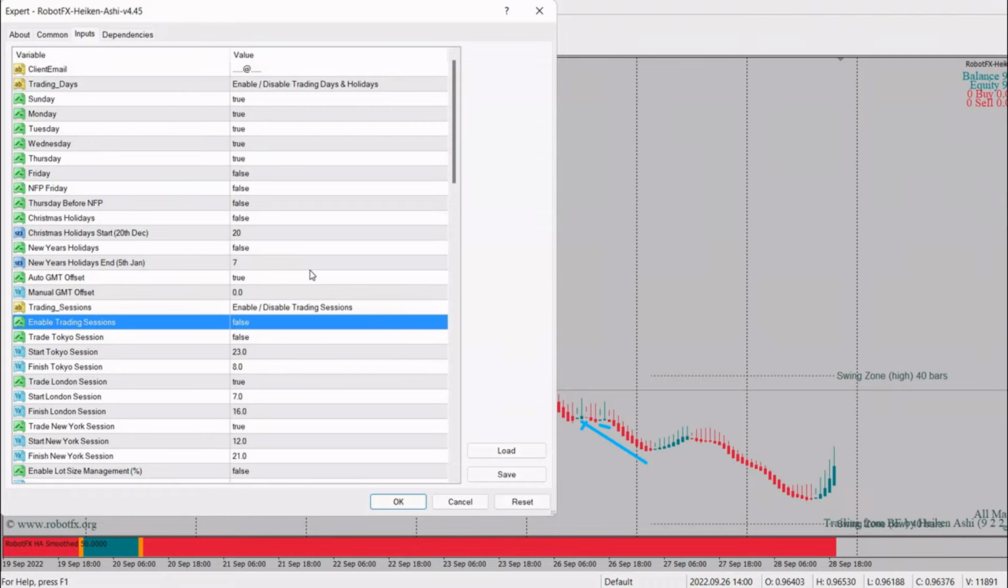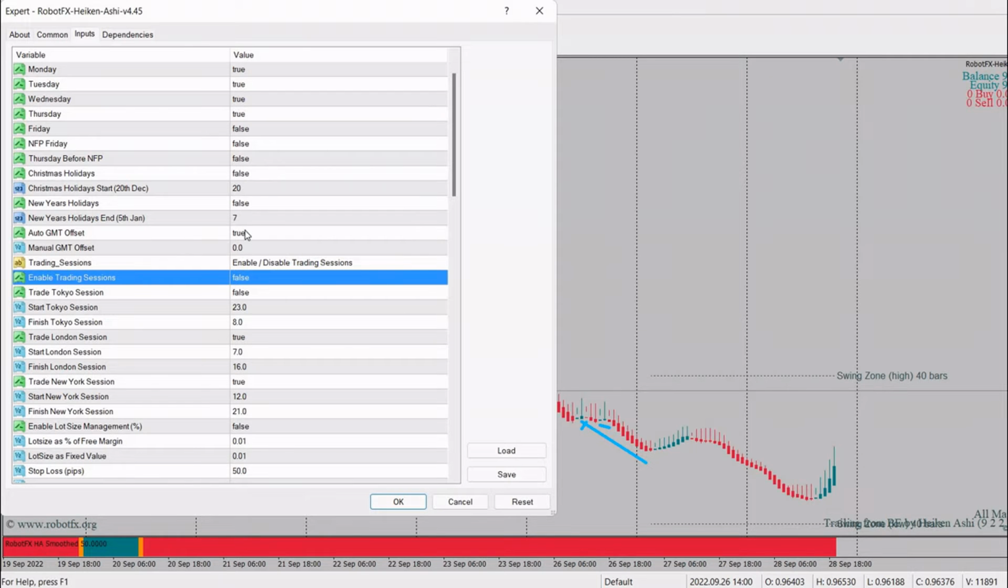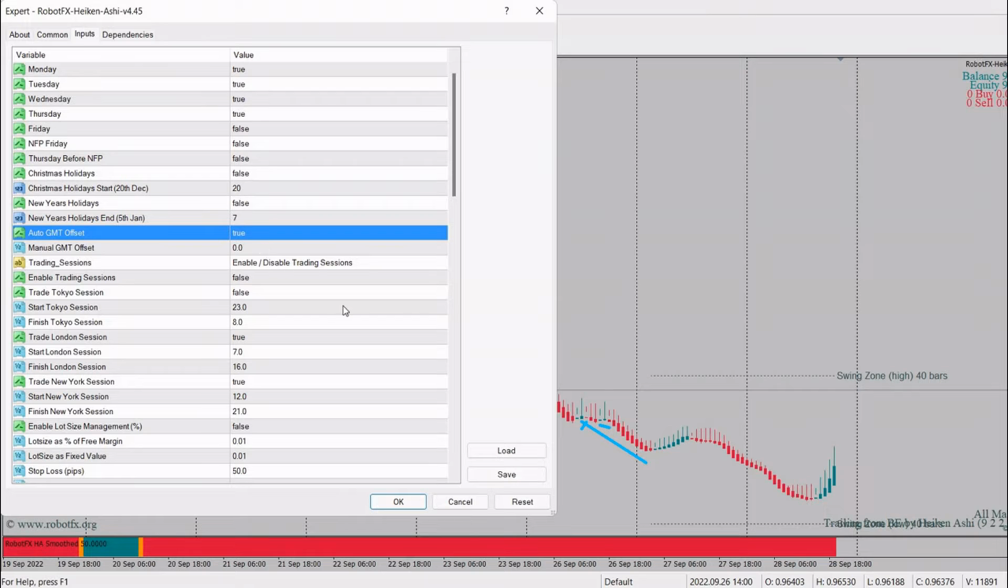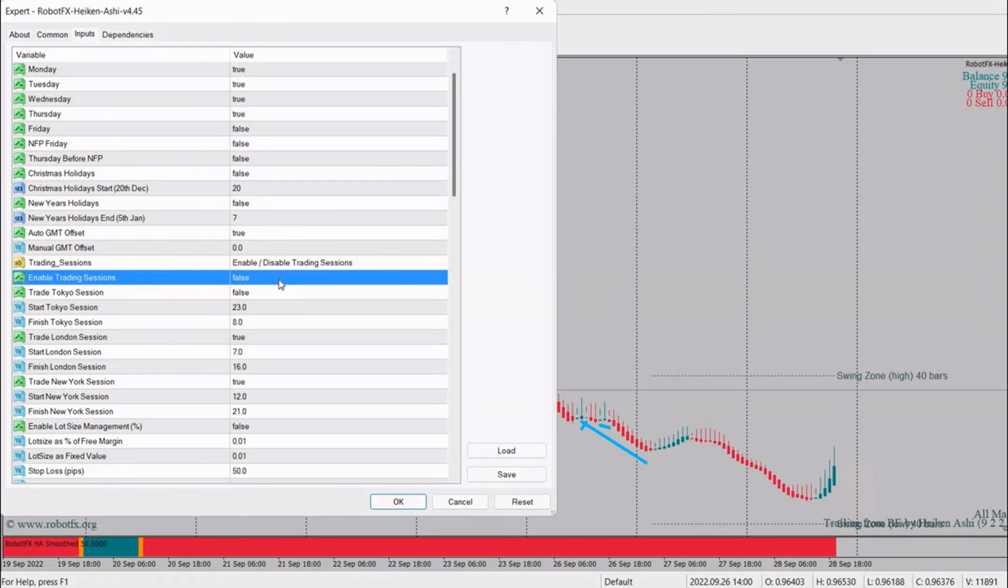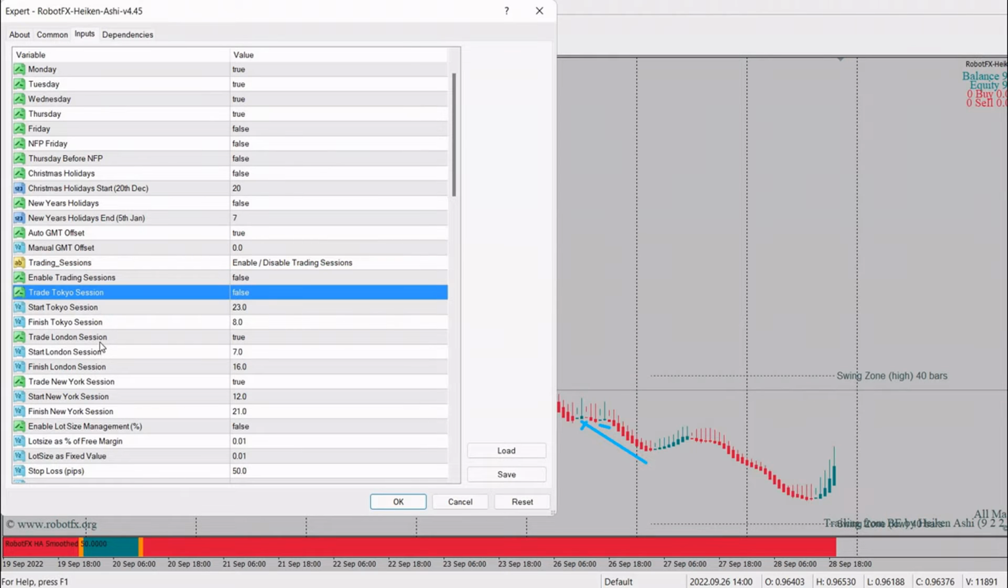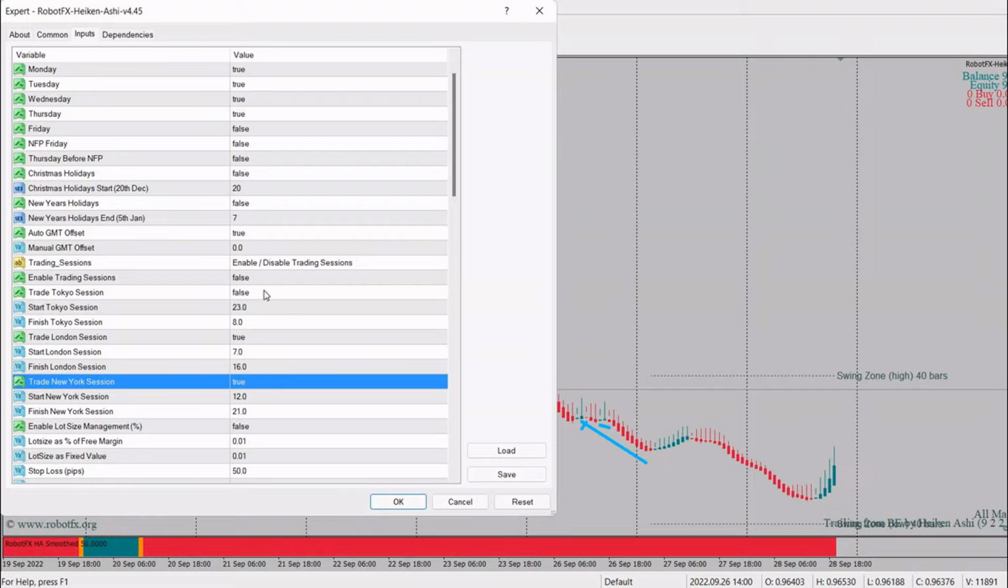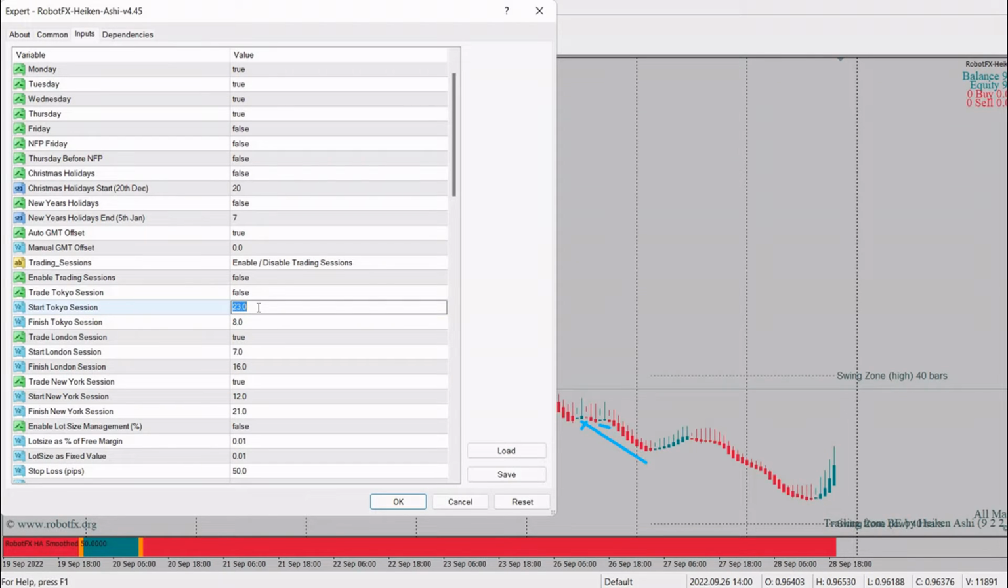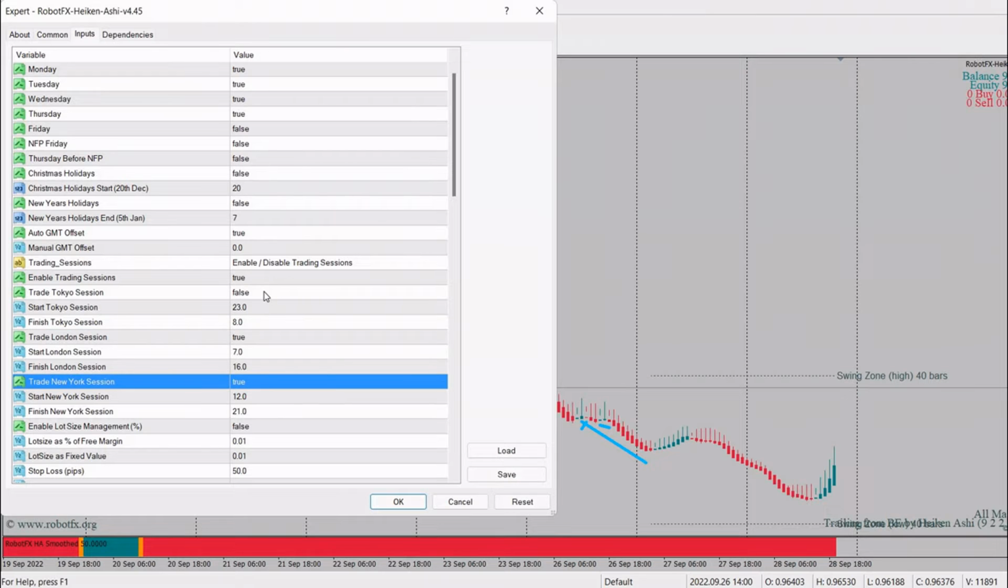I'm going to go instead to the trading sessions because these are more important. After we have determined whether we use the auto GMT or manual GMT, usually auto for normal trading, the traders have the option to enable or disable trading sessions. I'm talking about the Tokyo session, the London session, the New York session, and you can also change the start and the finish of the session to match Sydney, maybe the Australian session, or German, Berlin, and so on. To do that, you first have to enable trading sessions, and then you have to enable or disable each trading session that you want to trade on.